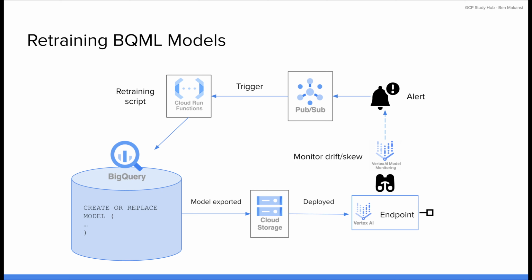Retraining would use the CREATE OR REPLACE MODEL statement in BigQuery again, using the latest available data to train a fresh version of the model. And since BigQuery ML handles the heavy lifting of the training process, your retraining script can be relatively simple. It's essentially the same thing that you ran in the beginning. So once the new model is trained in BigQuery, then the whole process can start over again.